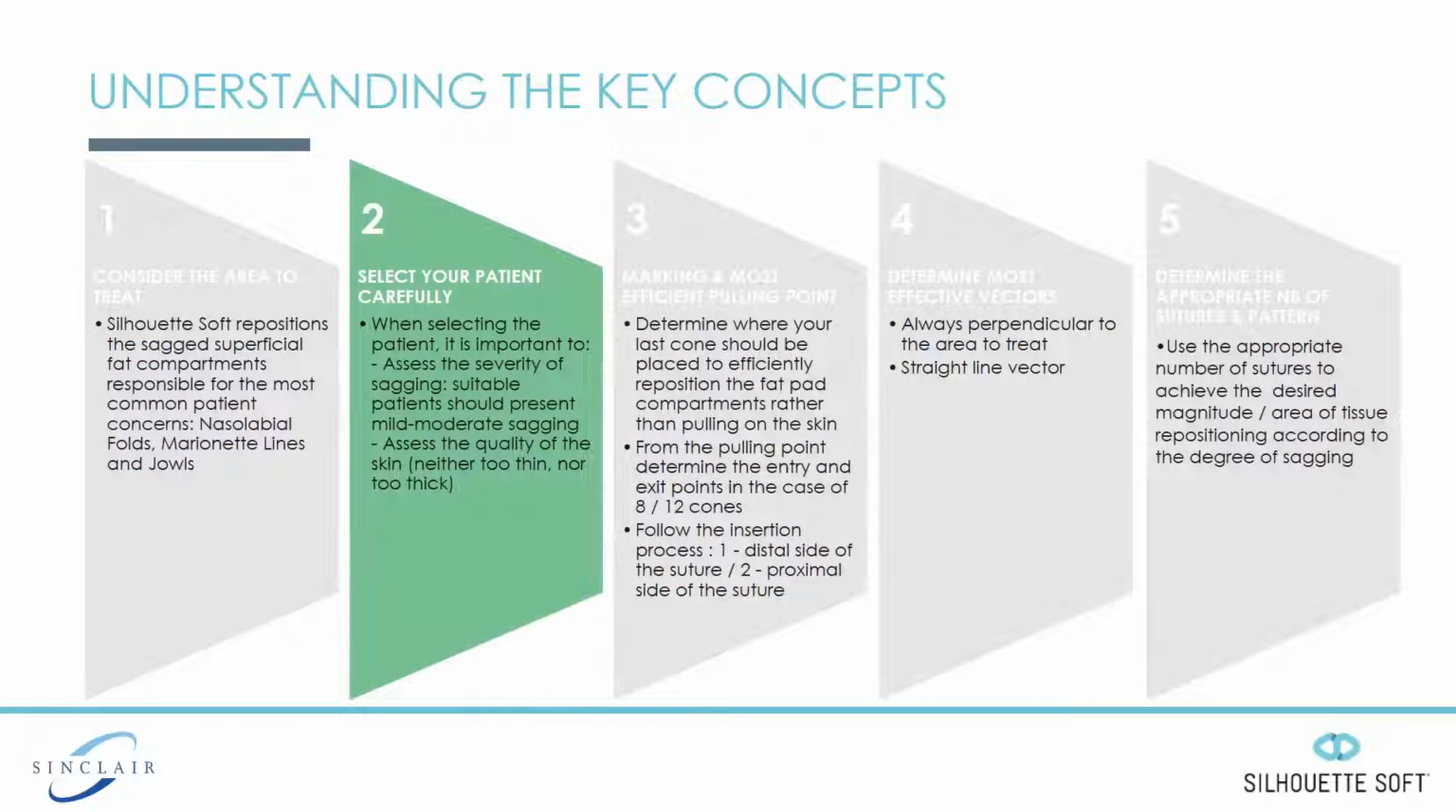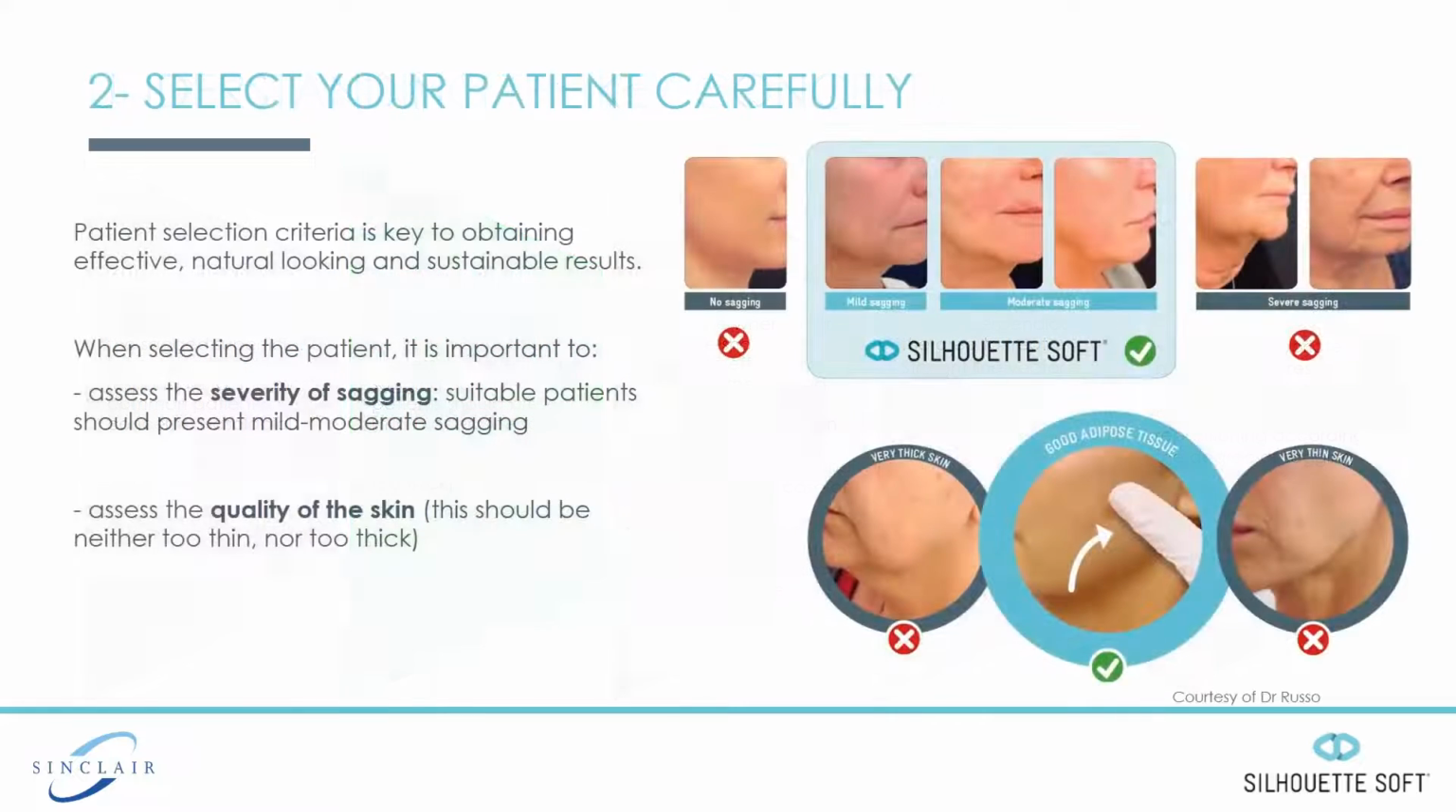The next key concept is to select the right patient. Patients suitable for treatment with Silhouette Soft should display mild to moderate sagging. Severe degrees of sagging should be treated through surgery or combined treatment approaches, as sutures alone are not going to work in these cases. The quality of the skin is another important aspect to assess. The patient needs to have good adipose tissue, with skin that is neither very thin nor very thick.